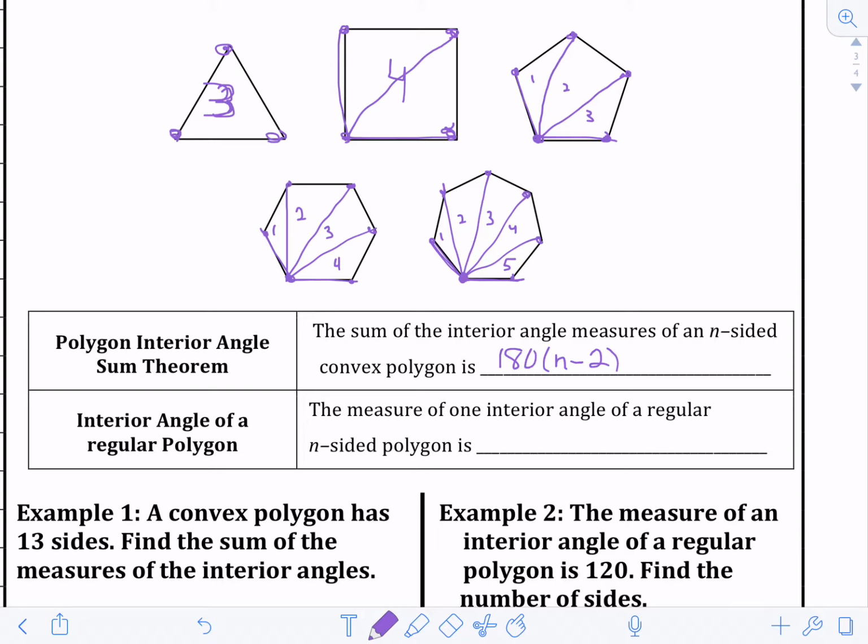And then to find one of them, all you have to do is just divide that entire thing by n. So this is going to be 180(n minus 2), all of that divided by n.